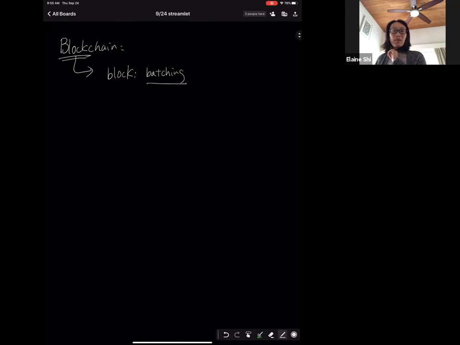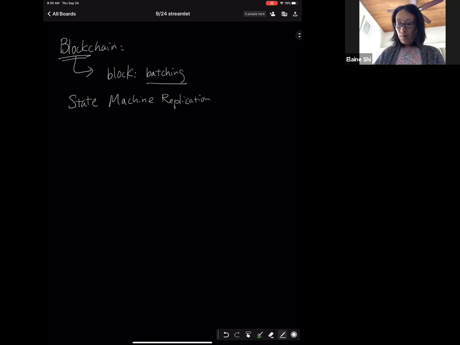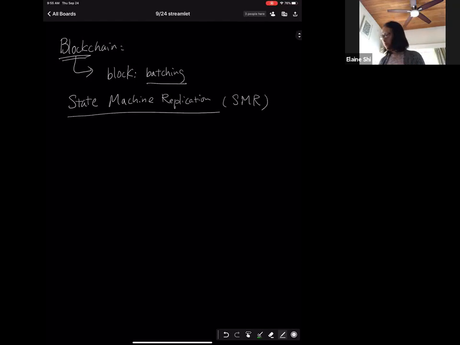But blockchains actually have been around for a really long time, even though cryptocurrencies kind of popularized this term blockchain, right? So as we said, classically it was called state machine replication. So for the purpose of this course, state machine replication and blockchain mean the same thing.